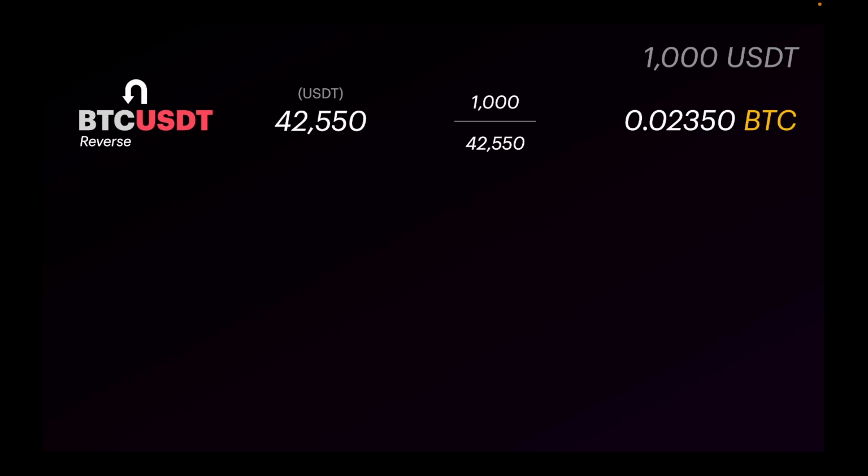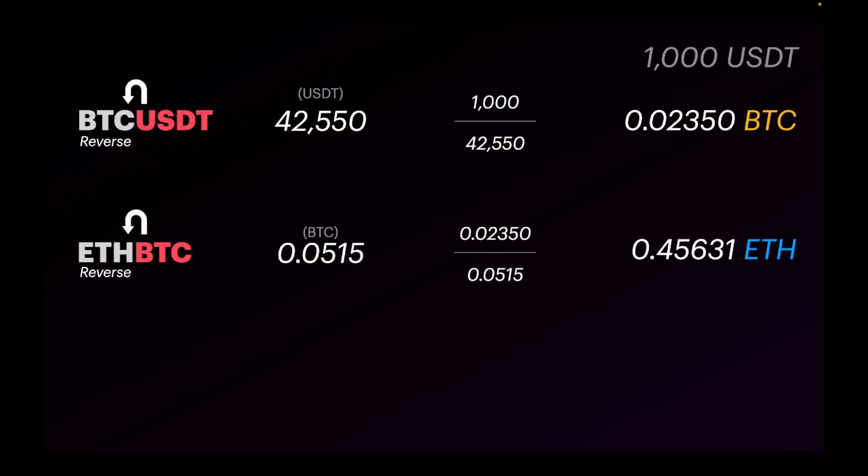So if I used my 1,000 USDT to buy Bitcoin, then I'm buying at the asks and at the weighted average price of 42,550, I end up with 0.0235 Bitcoin. Now I've got Bitcoin and I want to swap it for Ethereum. And the price for Bitcoin Ethereum here is 0.0515. So the price again is in the quote asset, BTC.